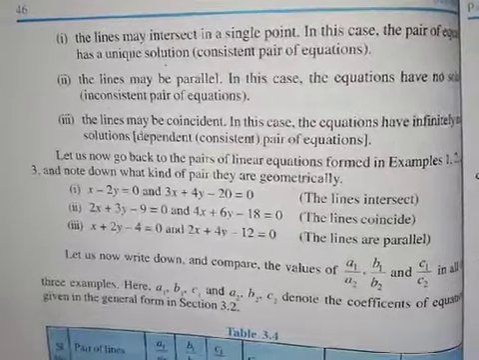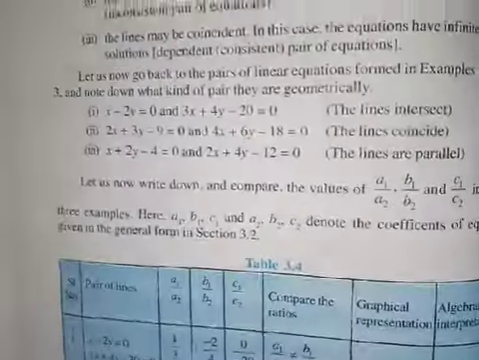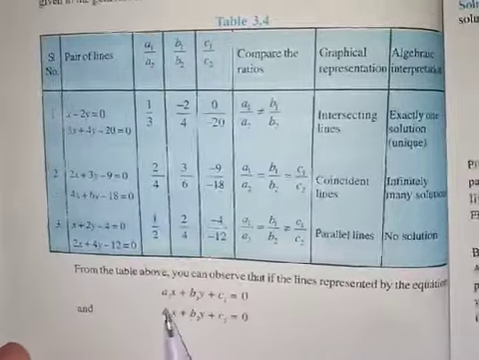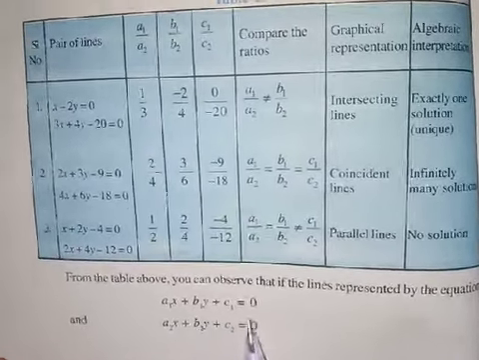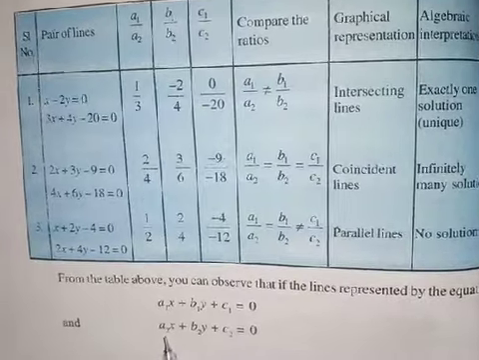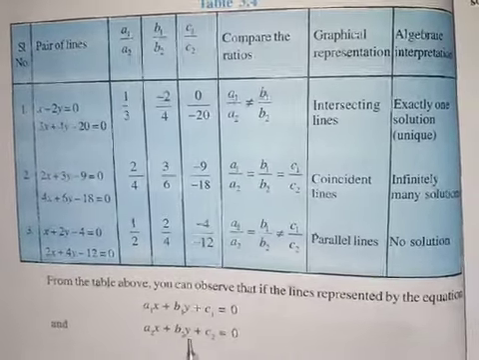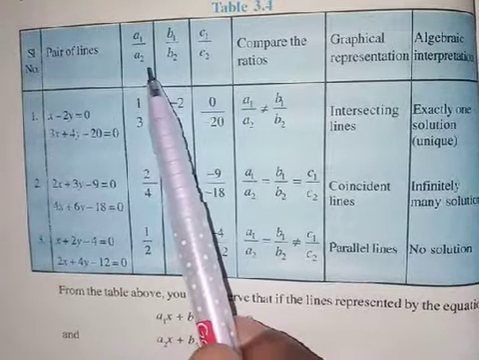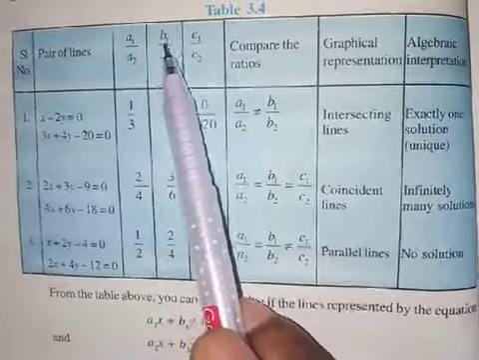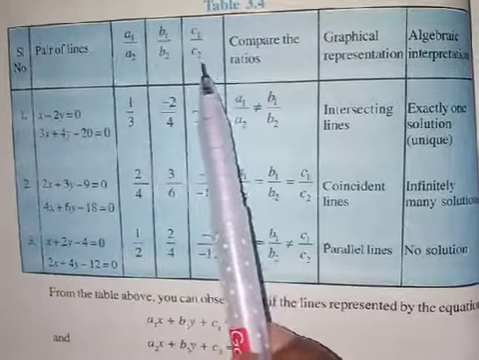Chapter 3. Say that this equation is given: a1x plus b1y plus c1 is equal to 0. The second equation is given as a2x plus b2y plus c2 is equal to 0. What we have to take is the ratios a1 upon a2, b1 upon b2, c1 upon c2.